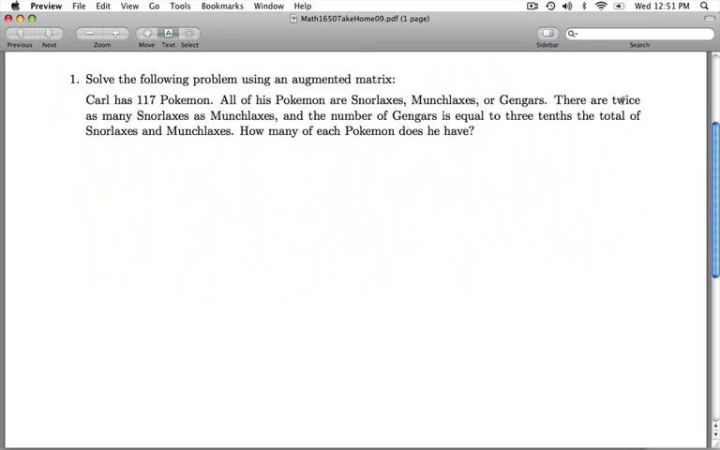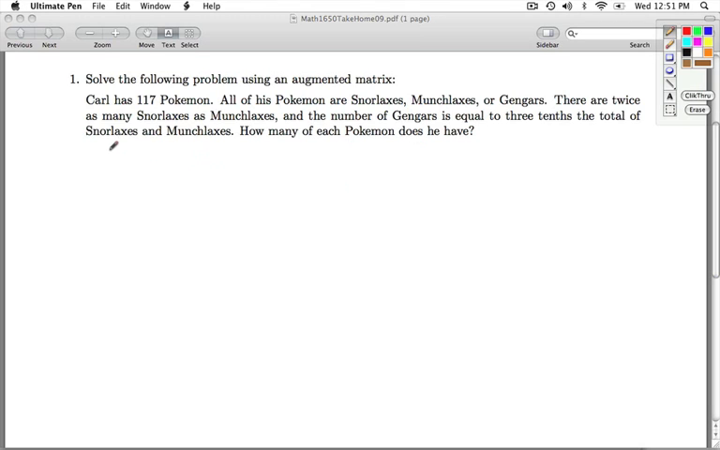We're asked to solve the following problem using an augmented matrix. Carl has 1177 Pokemon. All his Pokemon are either Snorlaxes, Munchlaxes, or Gengars. There are twice as many Snorlaxes as Munchlaxes, and the number of Gengars is equal to 3/10 the total Snorlaxes and Munchlaxes. How many Pokemon of each does he have?